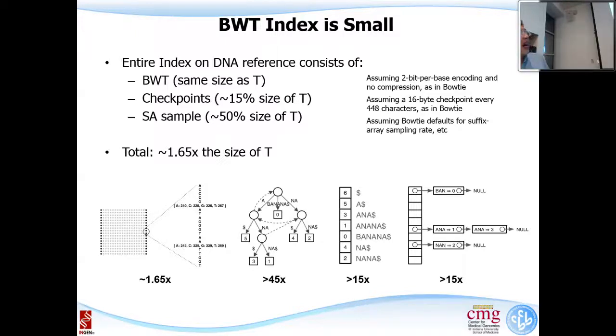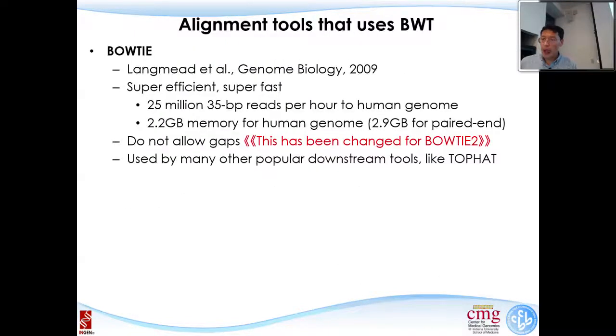And actually, normally it's 1.65 times the size of the reference genome, because you have all those markers being recorded and then those checkpoints being recorded. But it's linearly proportional to the size of the reference genome. And the searching speed is much, much faster. Any question about that?